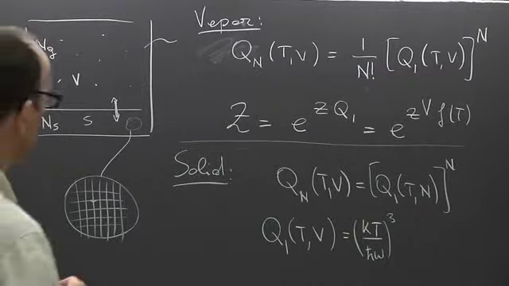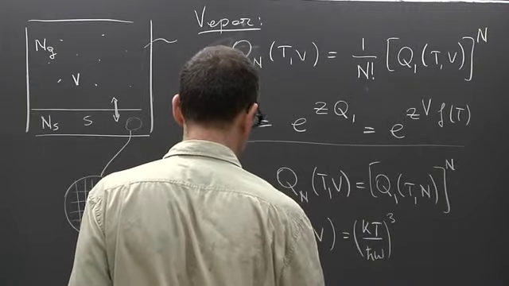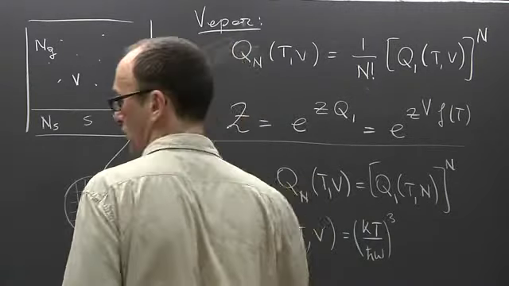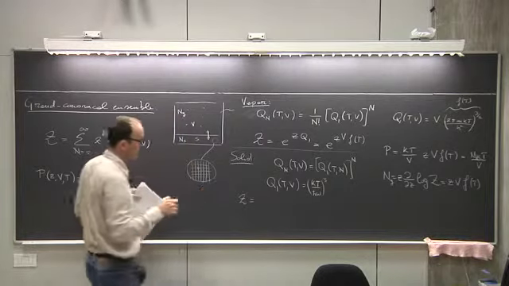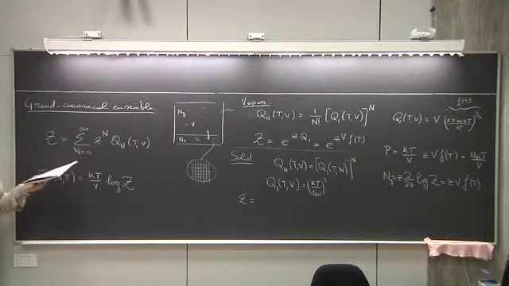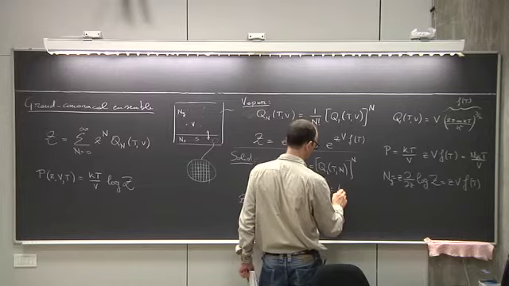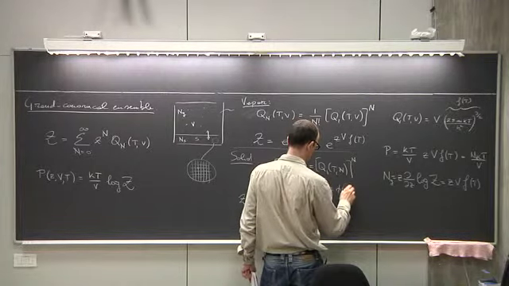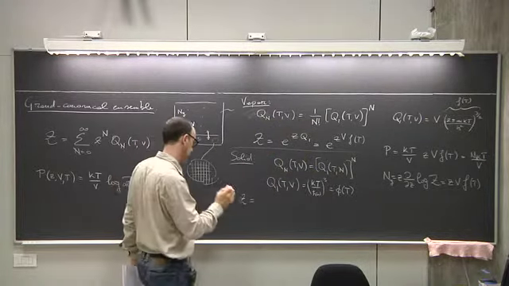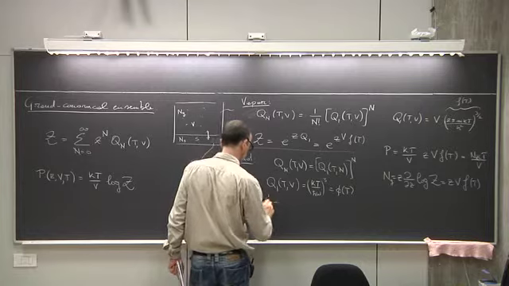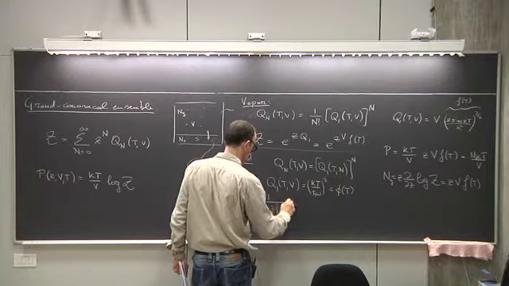Very good. Then my grand canonical partition function, if I use this formula here, turns out just to be a geometric series. And if I call this function phi of T, then the grand canonical partition function is 1 over 1 minus z times phi of T.